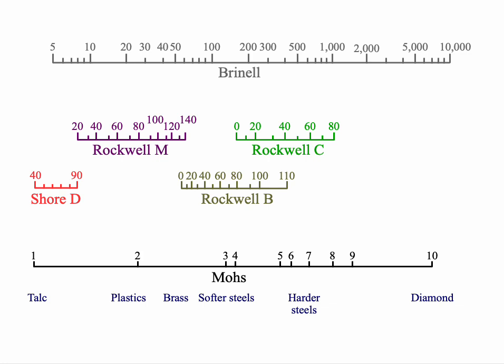The problem with these conversions is they are materials specific. The conversion between one scale and another depends on the material being tested. So the conversion for brass will be different from the conversion for aluminum, which is different from nickel, different from steel, and so on. The American Society for Testing and Materials, ASTM, publishes many conversion tables for different metals.